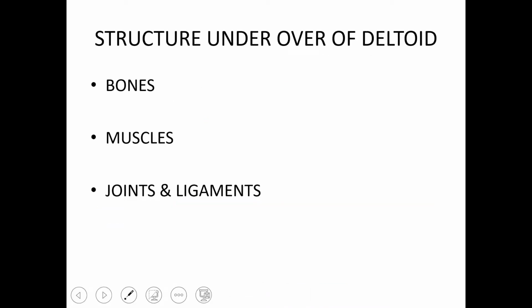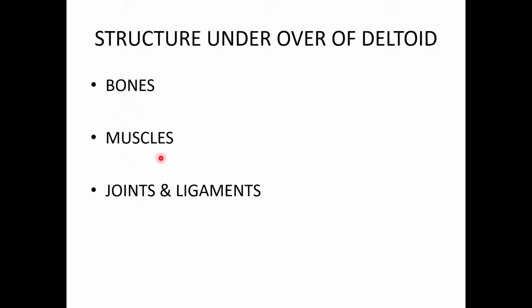Now, regarding the structures which are under the cover of the deltoid, as this deltoid muscle covers the entire shoulder girdle, there are many structures which are hidden beneath the deltoid. There are bones, muscles, joints and ligaments. The bones which lie under the cover of the deltoid are the coracoid process of the scapula, the glenoid cavity, and the entire upper end of the humerus.